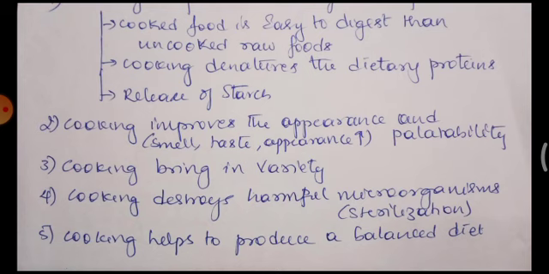Next, cooking brings in varieties. In cooking we have varieties. If you take an egg and boil it, you will get a boiled egg. Whereas if you open the egg and put it on a pan, it will become an omelette. So the same egg you can make into a boiled egg, or if you fry it in a pan you will get an omelette. That is the variety obtained from cooking.